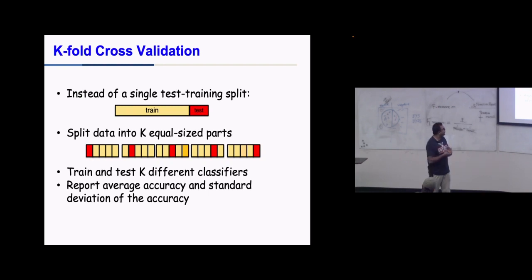So what could you do? Increase k. What is the maximum value of k you can use? Yes, the number of items in your data set? Exactly. You can leave one example out and train on the rest of the examples, get one model, and test it on that example. You could flip that problem.